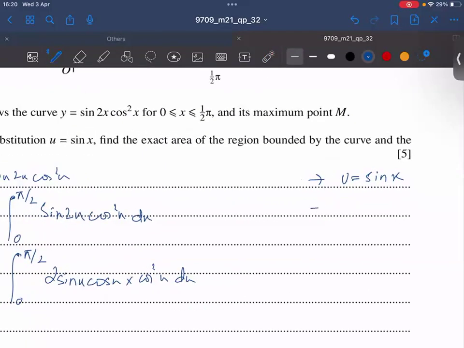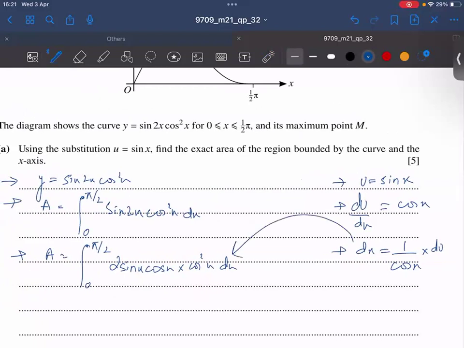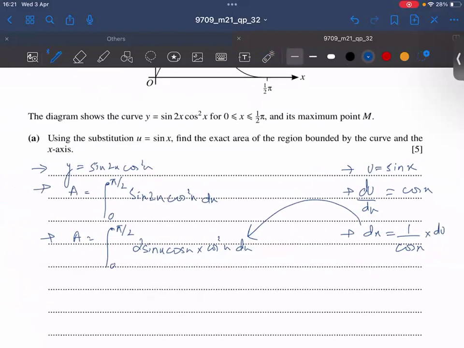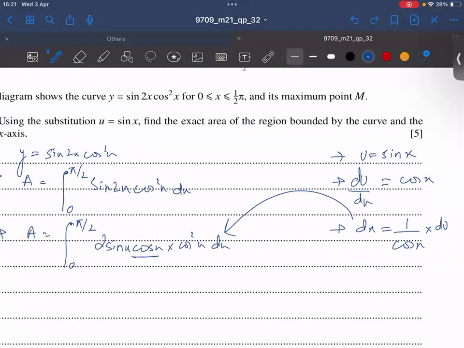Now I need a substitution for dx as well. So I'll be differentiating this substitution: du over dx is equivalent to cos of x. So dx is 1 over cos x into du. I need a replacement for cos of x as well, so I'll be squaring this substitution on both sides. u square equals sine square of x.